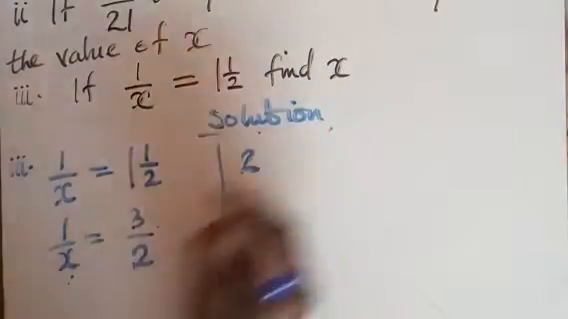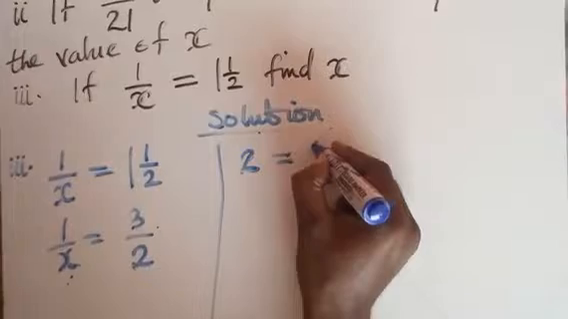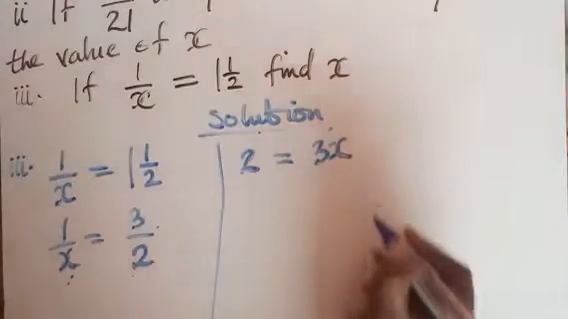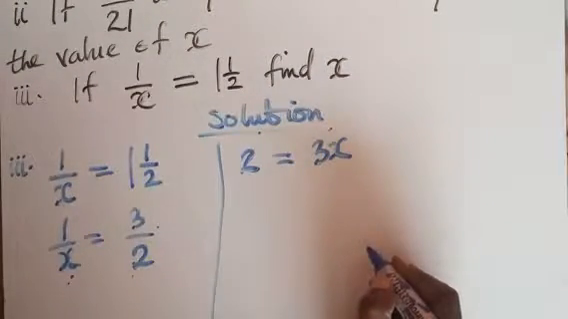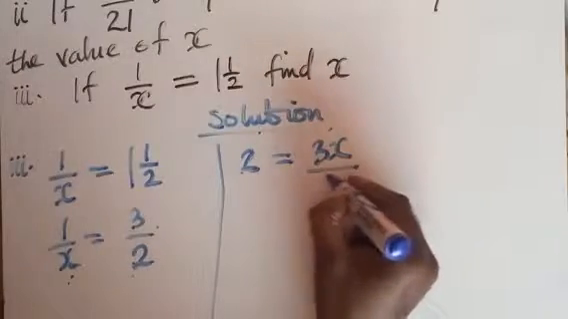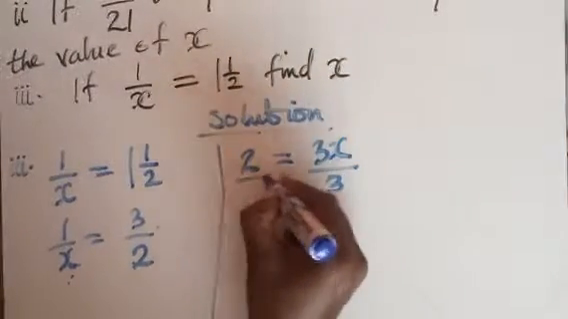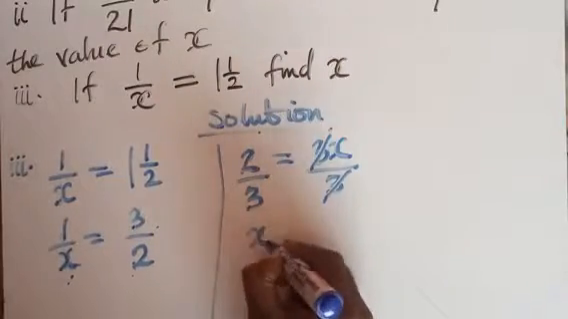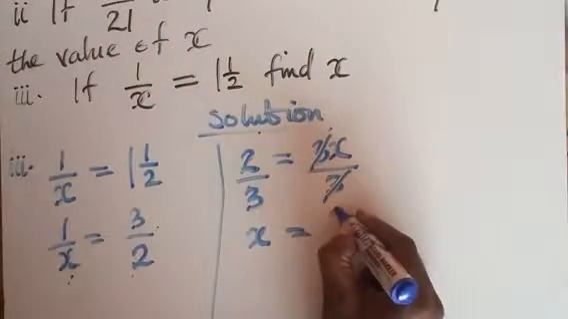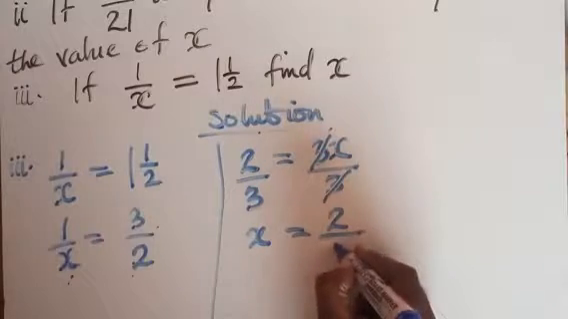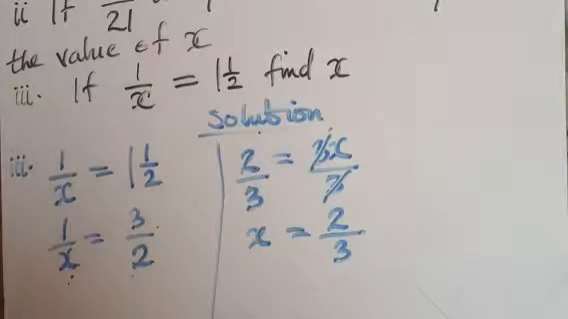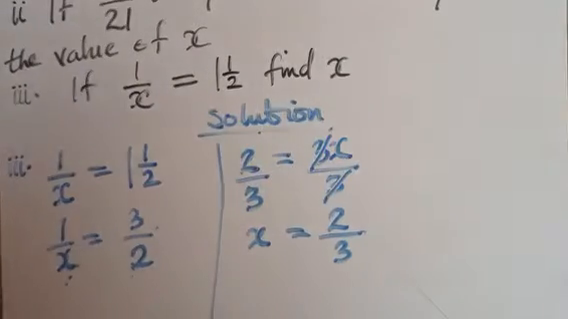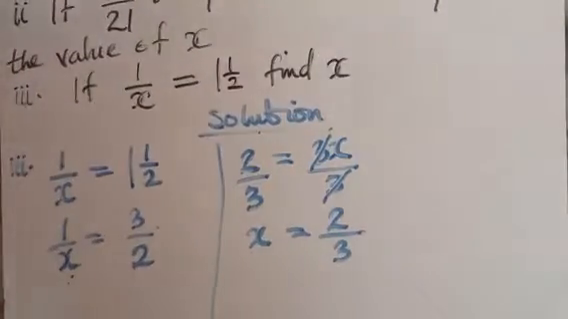Then x will multiply 3. I'm going to get what? 3x. So I want x, not 3x. So I divide here by 3 and I divide here by 3. So 3 cancels 3, x equals 2 over 3. So x equals 2 over 3. This is the first part of the fraction.